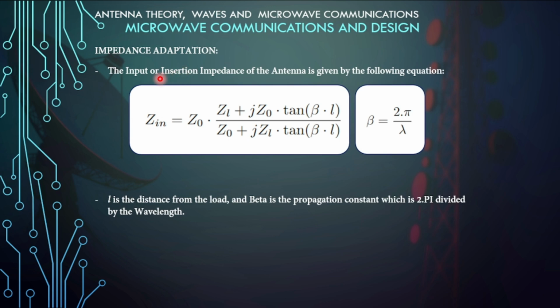Impedance adaptation part 2. So the input or insertion impedance of the antenna is given by the following equation: Zn equals Z0 times (ZL plus jZ0 tan βL) divided by (Z0 plus jZL tan βL). Now, L is the distance from the load where we're measuring this impedance, and beta is the propagation constant, which is equal to 2 pi divided by lambda, lambda being the wavelength.